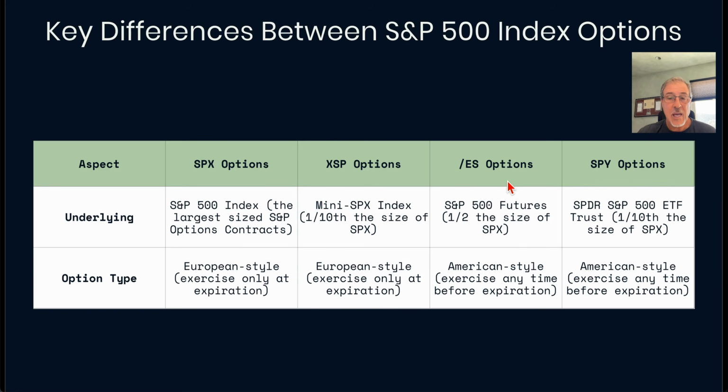Then we have ES options. They're half the size of SPX. These are American style. They can get assigned to you at any time. So you have to be aware of that and be prepared and okay with taking assignment. SPY is 1/10 of SPX. You also can be assigned at any time.